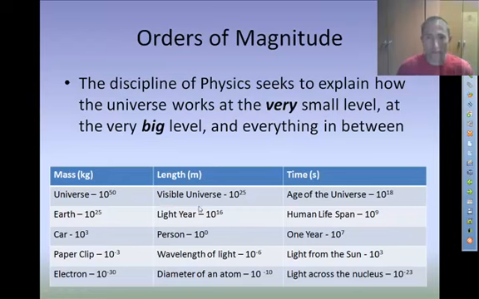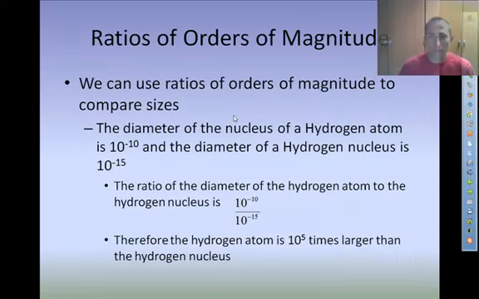You can see some other interesting ones here as well. The length of time it takes light to cross a nucleus is about 10 to the negative 23 seconds, so that's very, very small. We also are going to be comparing ratios of orders of magnitude, and it's just like any other ratio.